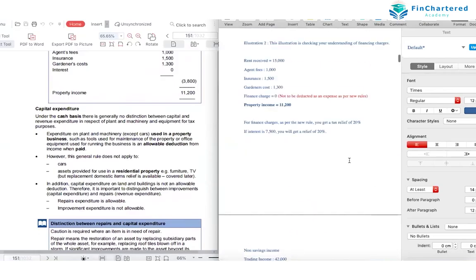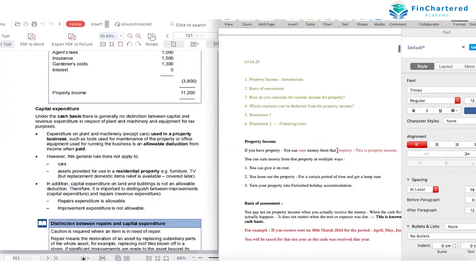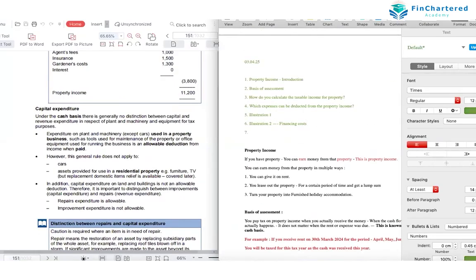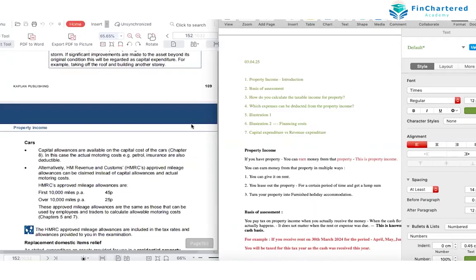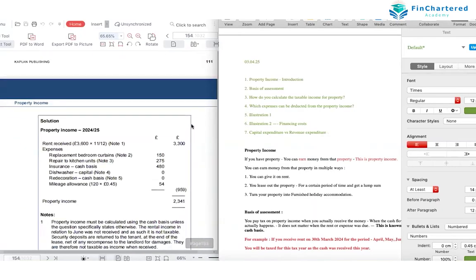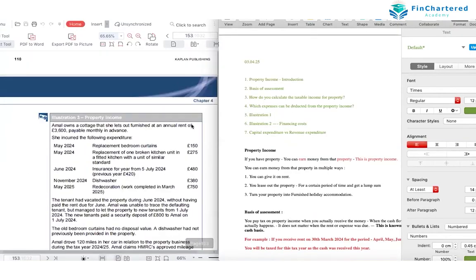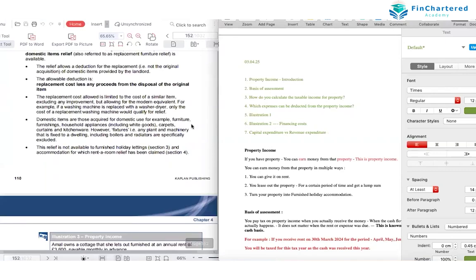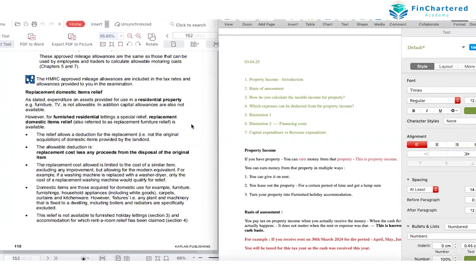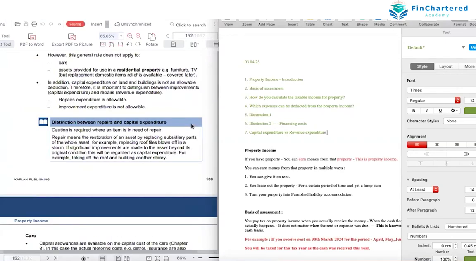Now, the next thing we're going to look at is capital expenditure versus revenue expenditure. Now, again, the textbook says capital expenditure, then it talks about an example. So, we will do this.